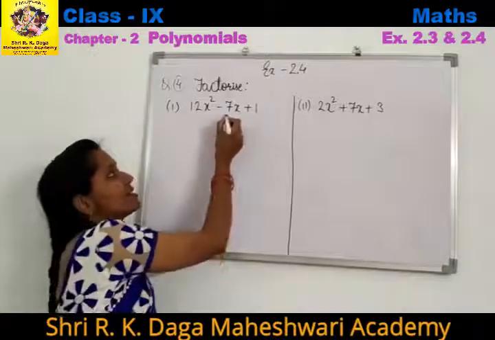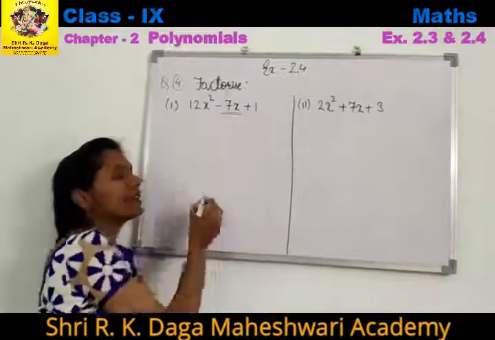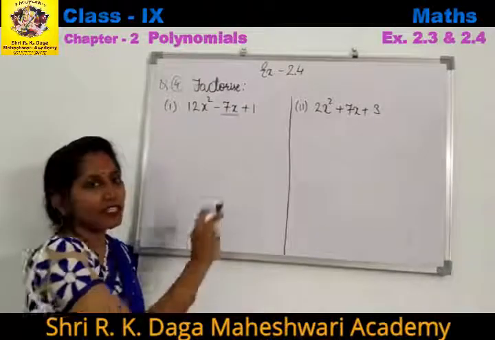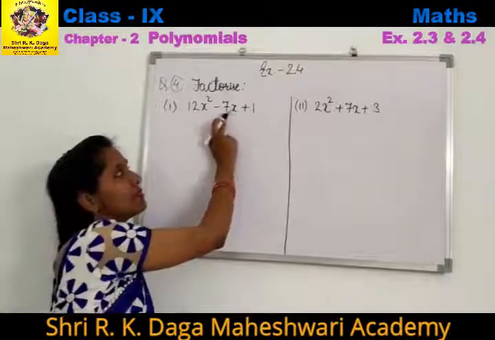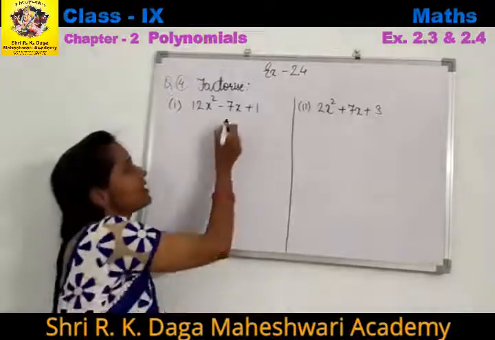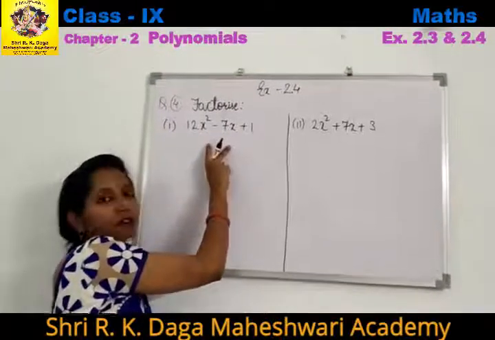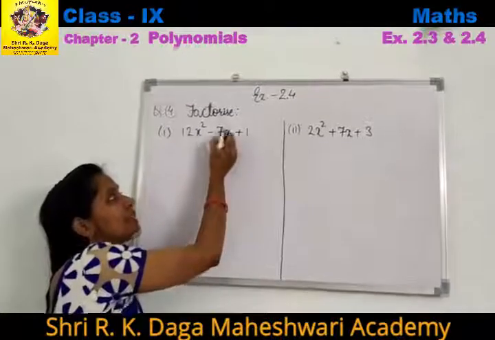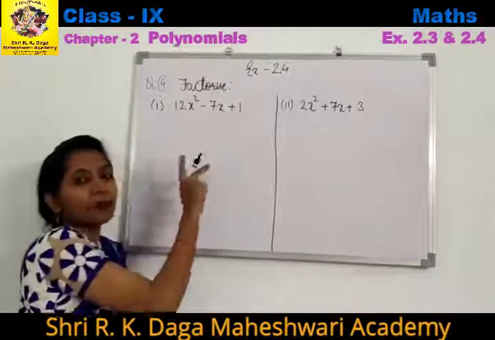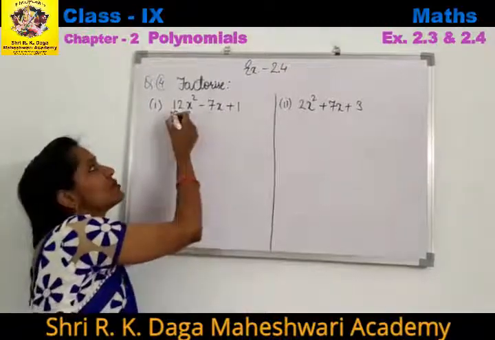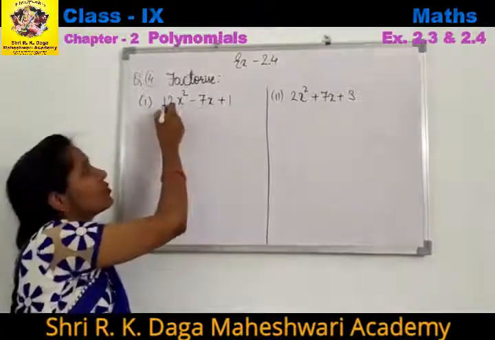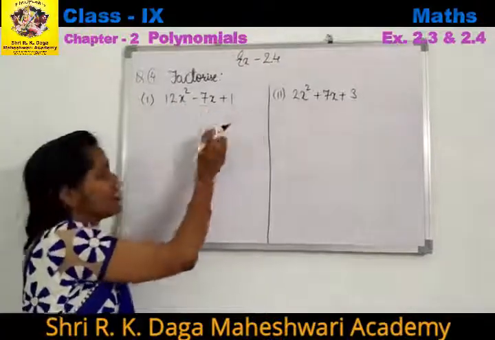We can factorize this by splitting the middle term. You know how we factorize these polynomials, by splitting the middle term. And how do we split this middle term? That the sum of two numbers should be the middle term, sum or difference should be the middle term, and the product of the terms should be the product of the coefficient of x square and the constant term.